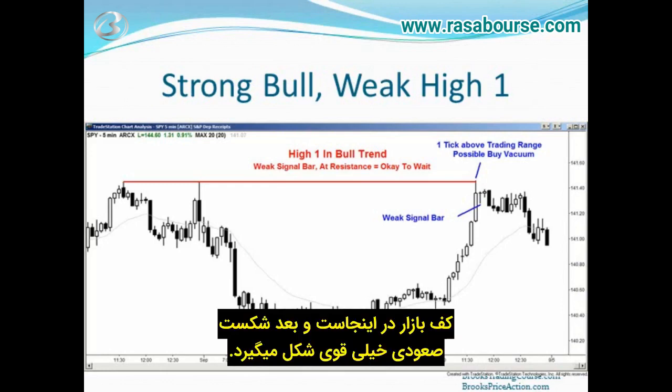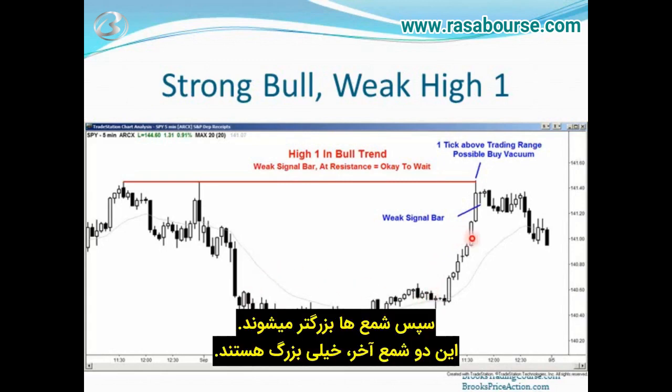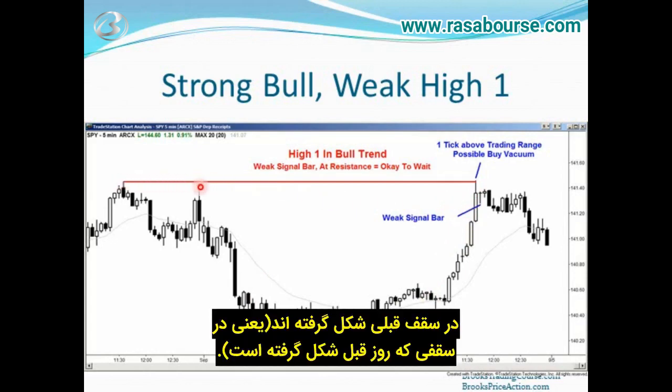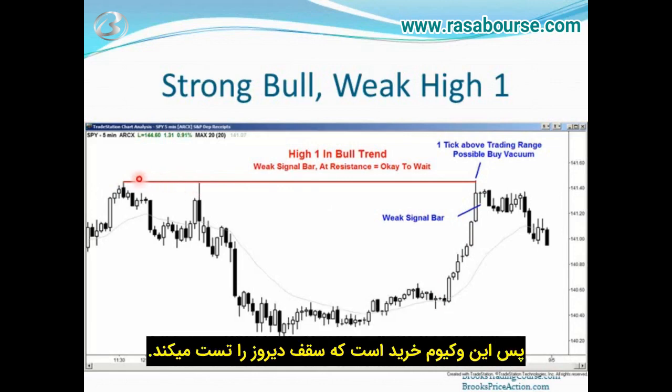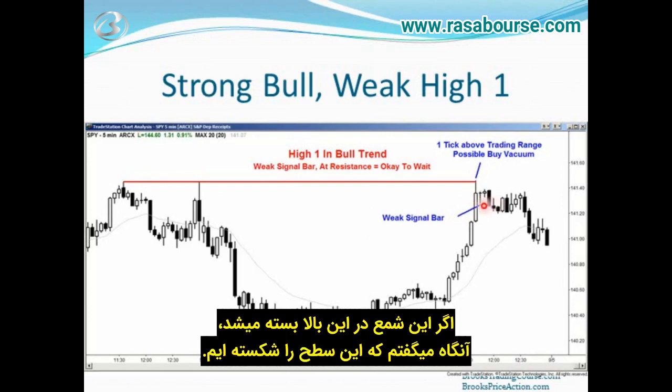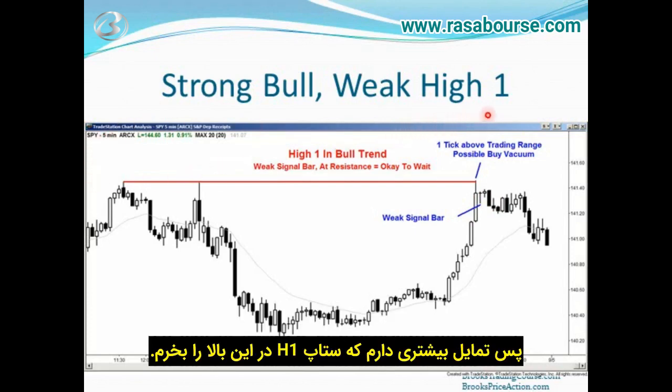Here we have a bottom and an extremely strong bull breakout, and now the bars are even getting bigger. These last 2 bars are extremely big, but look where they're going. They're going right up to a prior high, a high from the day before. So it might simply be a buy vacuum testing yesterday's high, and therefore a buy climax, and there might not be more follow through. If this bar closed way up here, then I would say, yeah, we broke way above these bars, and I'd be much more inclined to buy a high one up here.